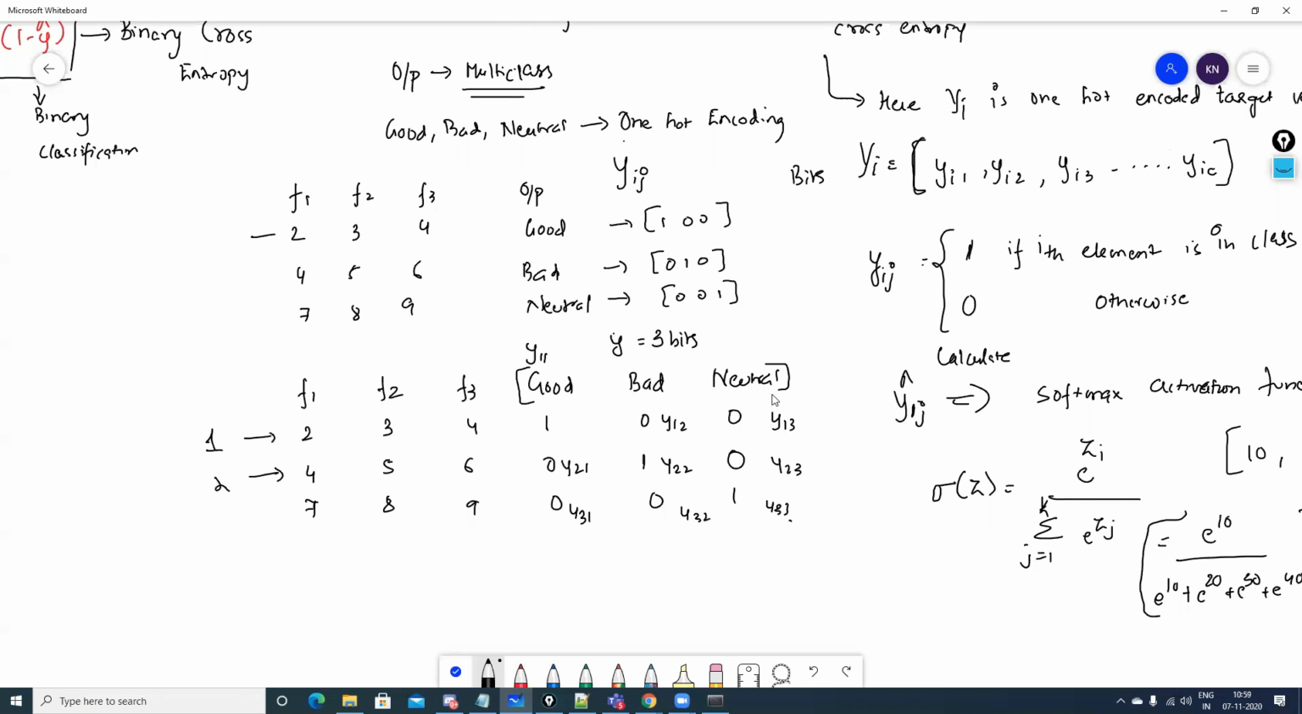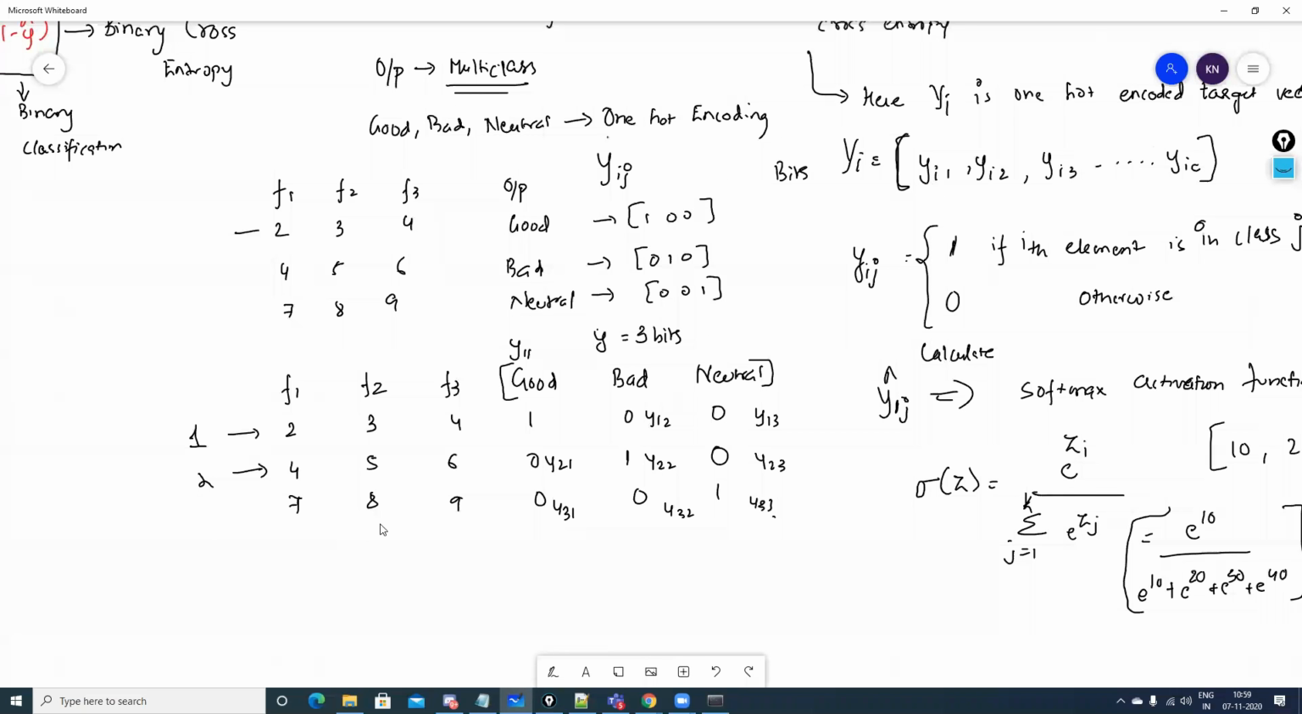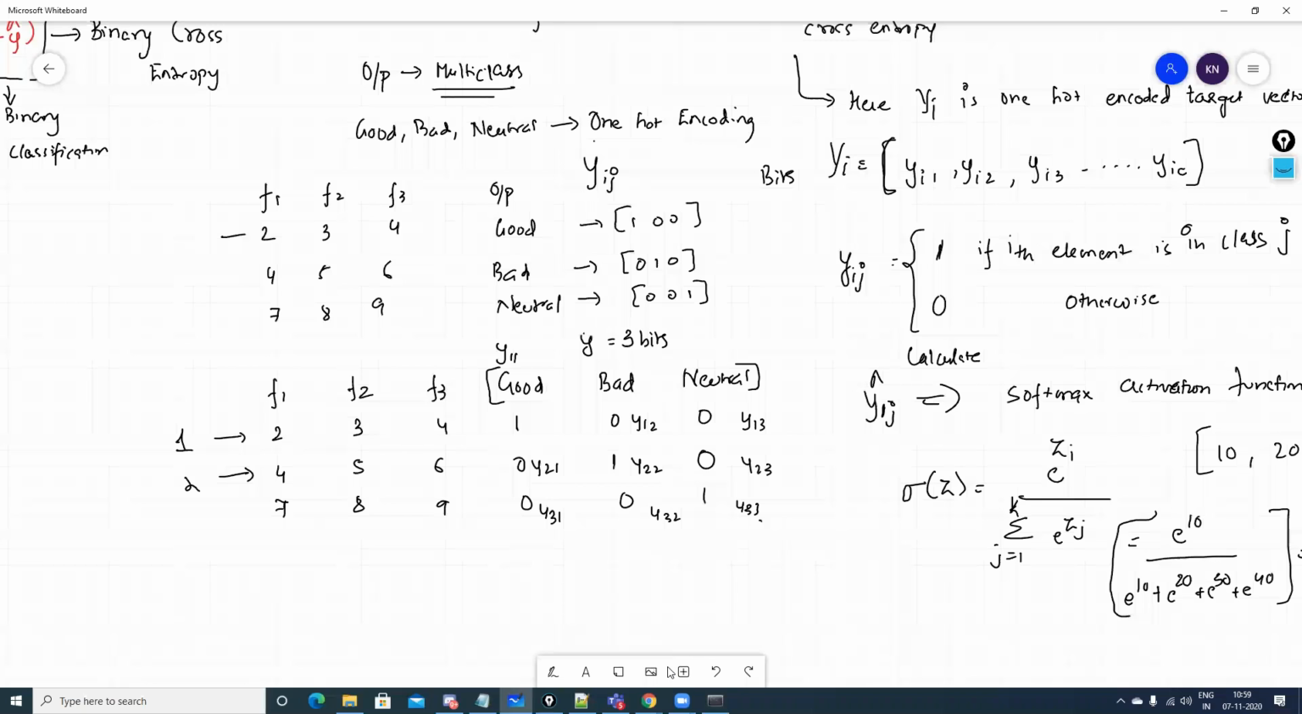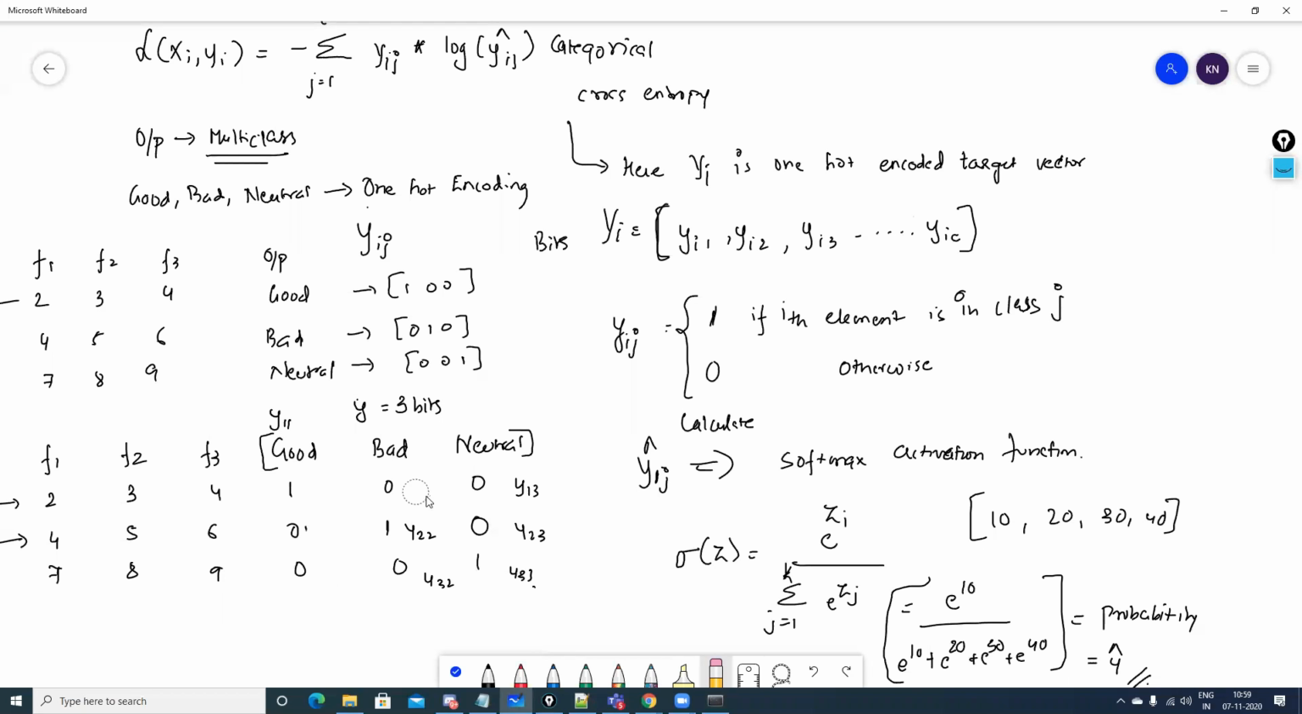Now, what I have written over here are the steps. Here, y of i is nothing but the one-hot encoded target vector. I've written that in the same way. So this is nothing but the one-hot encoded target. You can see this is basically represented like this.